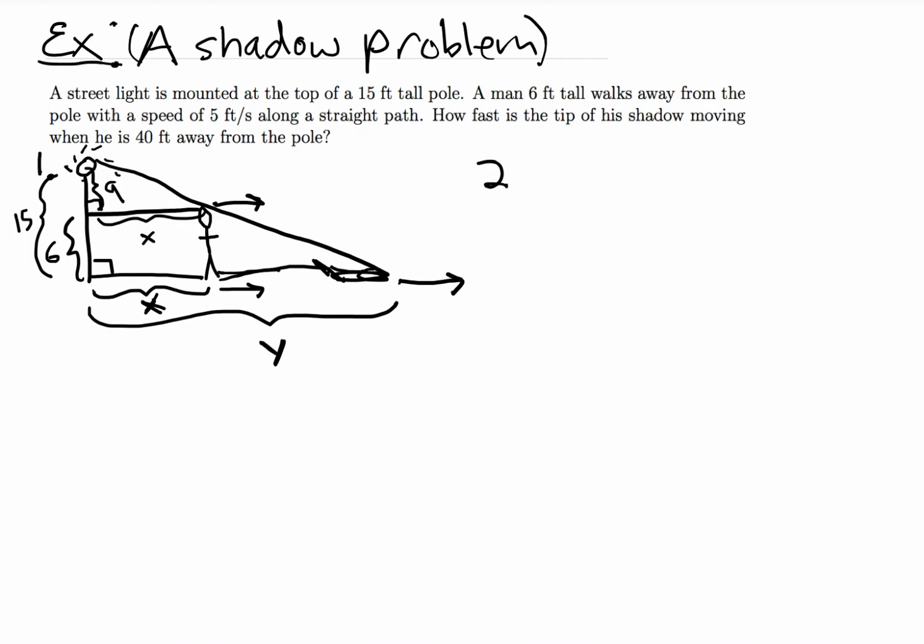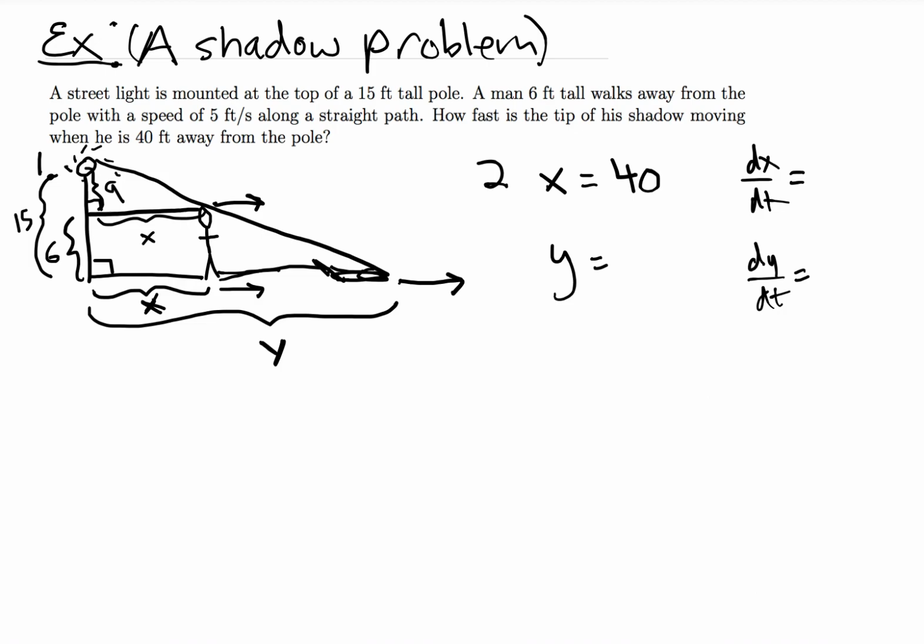I'm interested in X, and I'm interested in Y. I will then likely be interested in dx/dt and dy/dt. Now, let's see if we can figure out X and Y. How far is the guy away from the pole? Well, the last sentence states that he's 40 feet away from the pole, so X should probably be 40 here.